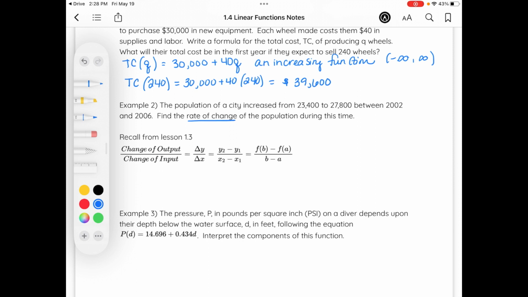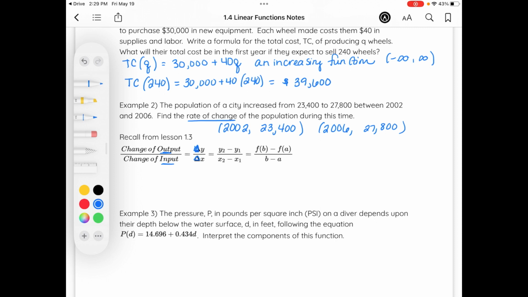So if I'm looking for slope, it's the change of our outputs divided by the change of our inputs. That is also the same as the average rate of change depending upon which values we're choosing. So in this case, I know that my population is the output in each particular year, because I know that in 2002, my population was 23,400. I know that in 2006, my population was 27,800.